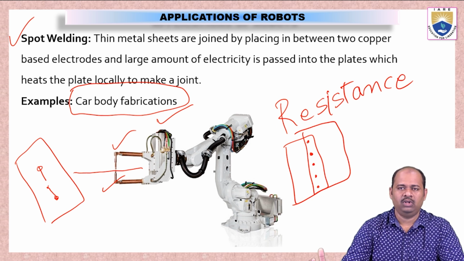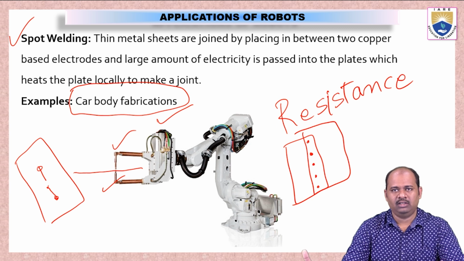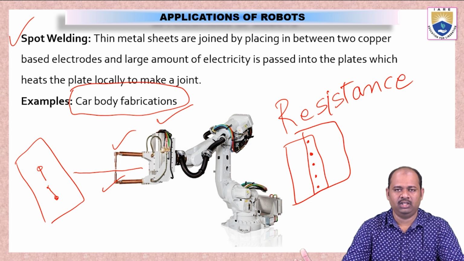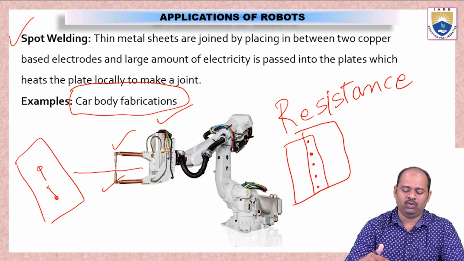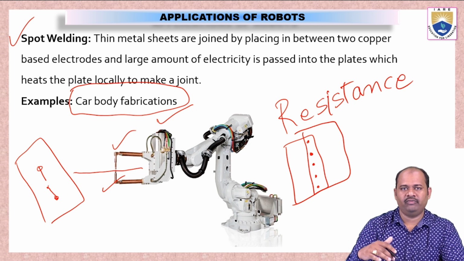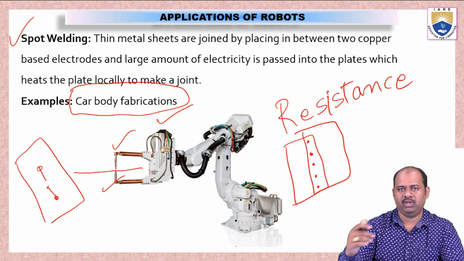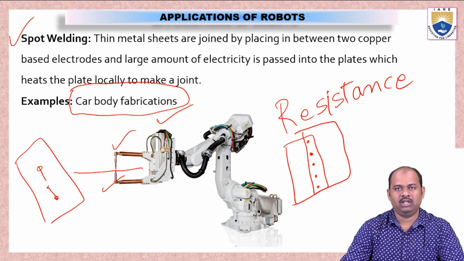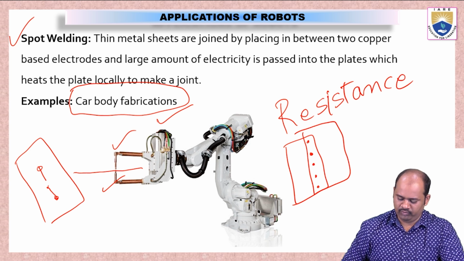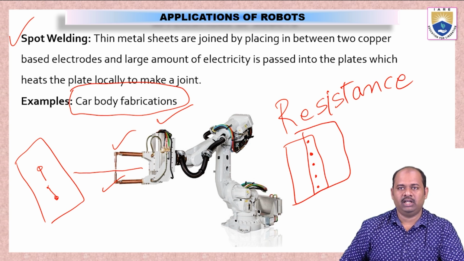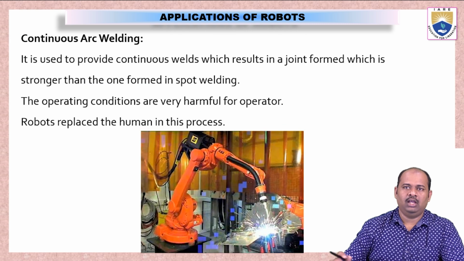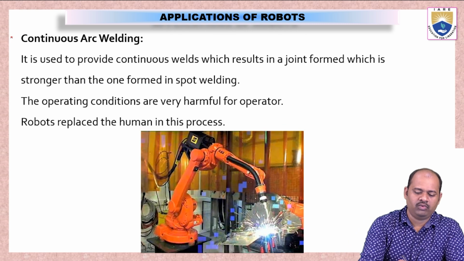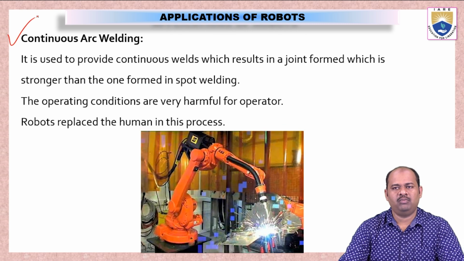There is no need to align the car body according to the machine or the spot welding machine. The robotic spot welding machine itself aligns with the car body and it can make some joints on the body. So this is one application of robots in car body manufacturing, where we will use a spot welding machine attached to the robot. And the second one is continuous arc welding, where we will use a normal electric arc welding with the help of a robot.